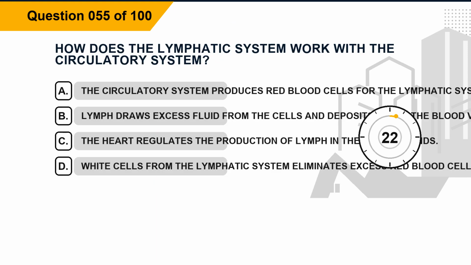Question 55. How does the lymphatic system work with the circulatory system? Option A. The circulatory system produces red blood cells for the lymphatic system. Option B. Lymph draws excess fluid from the cells and deposits it into the blood vessels. Option C. The heart regulates the production of lymph in the lymph glands. Option D. White cells from the lymphatic system eliminate excess red blood cells. The correct answer is option B.